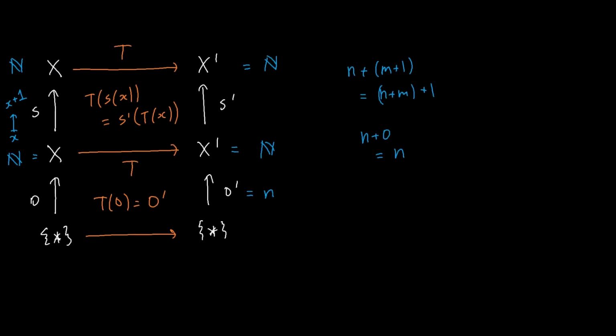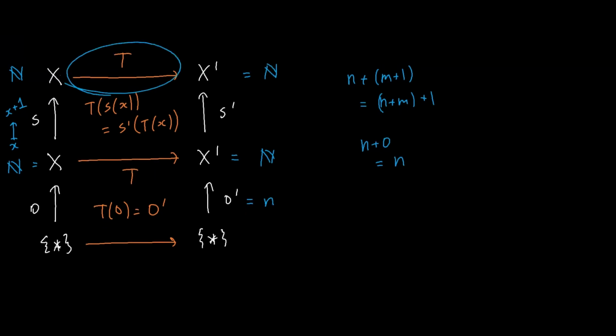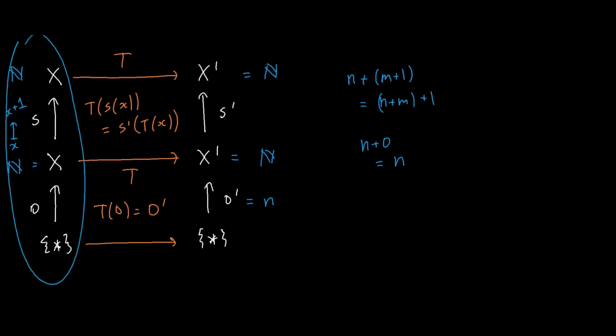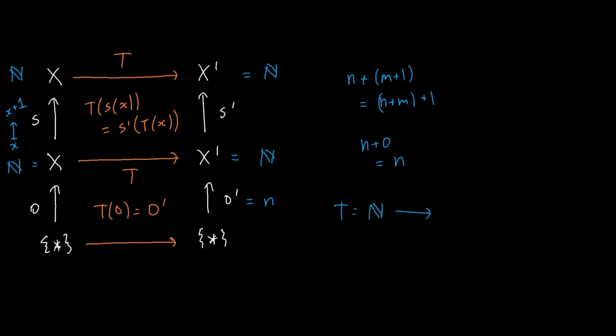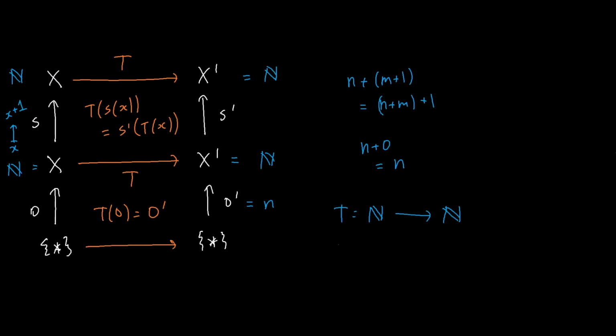If this is so, then having a translation from this system to that system means having a function from n to n satisfying these two laws. So the first law becomes T of S of x. But what is S of x? S of x is x plus 1, right? T of x plus 1.